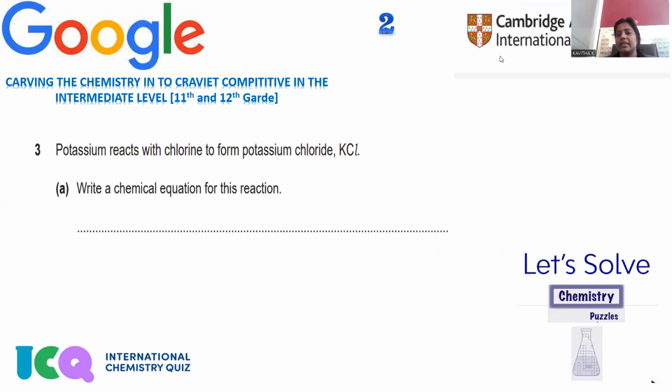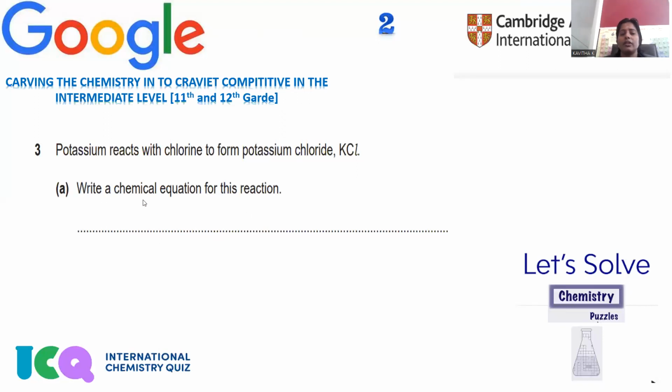Question number 2 is collected from Cambridge Assessment International Education. Potassium reacts with chlorine to form potassium chloride. It is a simple reaction called an ionic reaction. So the reaction between a metal and a non-metal gives rise to a salt. This is a simple example of an ionic compound, potassium chloride, KCl. Write a chemical equation for this reaction.